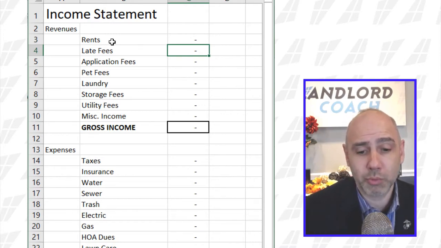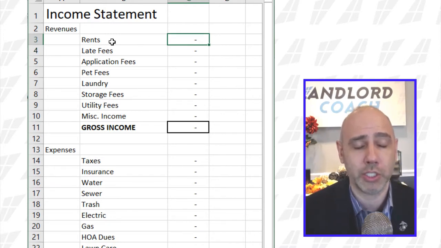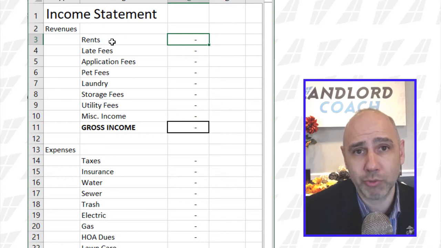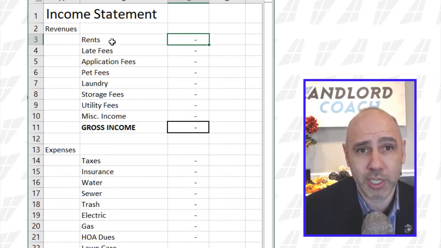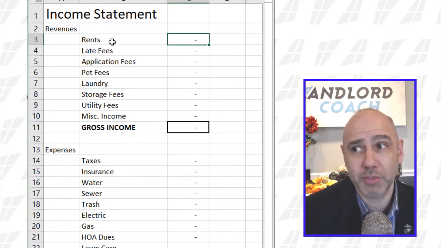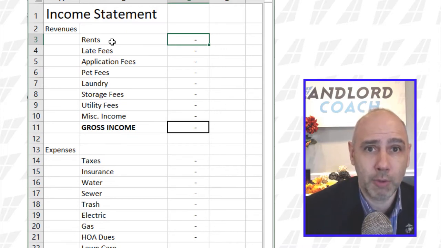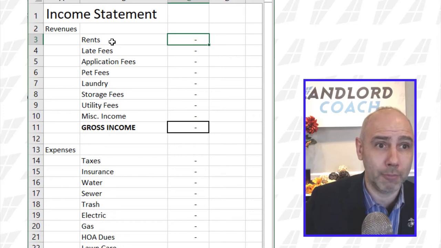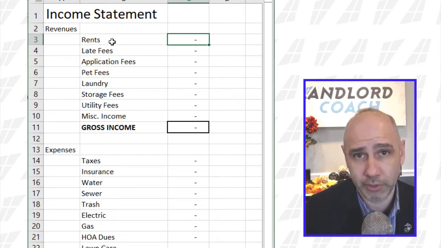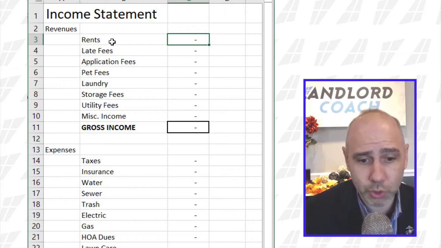The reason being is that back when I first got started, I didn't realize how much rent revenue was coming in versus how much late fee revenue was coming in. My late fee revenue was substantial, and I didn't realize how much money I was leaving on the table by not consistently charging late fees. So that's something we definitely want to make sure you're tracking and keeping an eye on.